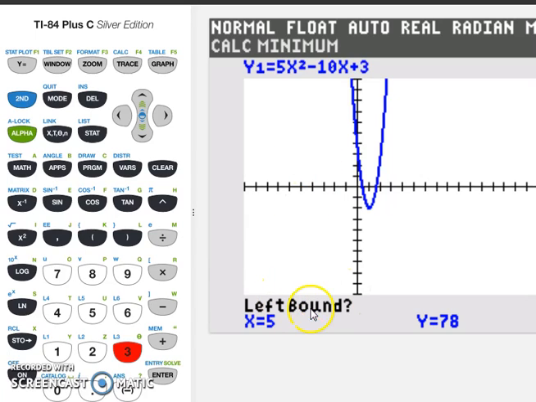So what happens is it says left bound. What you'll notice is that you have a blinking thing that kind of looks like a little spider. Mine's freezing a little bit right now. But you want to bring that blinking object to the left side of the vertex. So you don't want to put it on the actual vertex. You want to put it to the left of the vertex. So my vertex is there, and I don't want it to be right there.